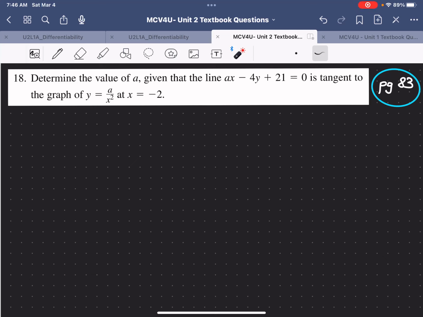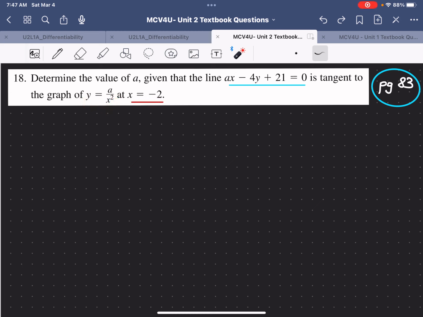We'll take a look at another textbook question from page 83, number 18. We have to determine the value of a, given that the line ax minus 4y plus 21 equals 0 is tangent to the graph of y equals a over x squared at x equals negative 2.